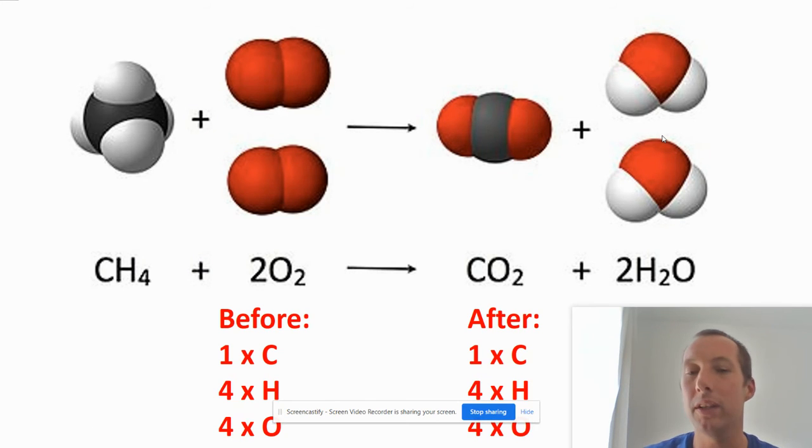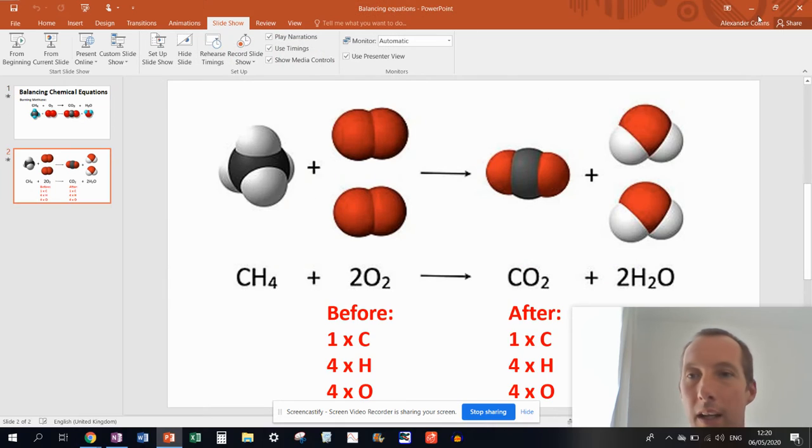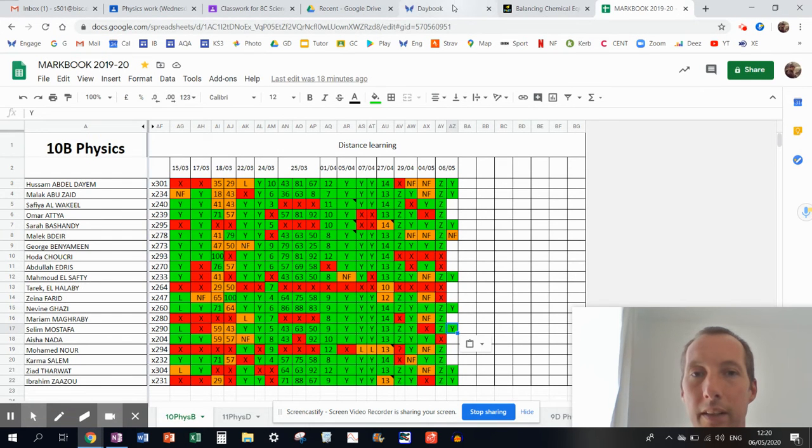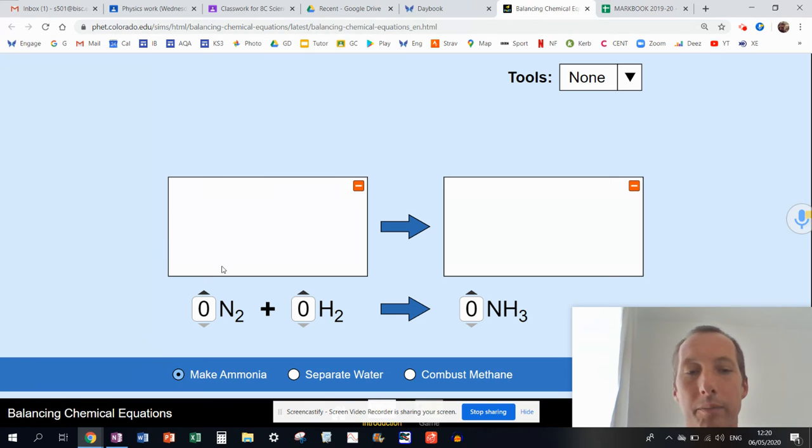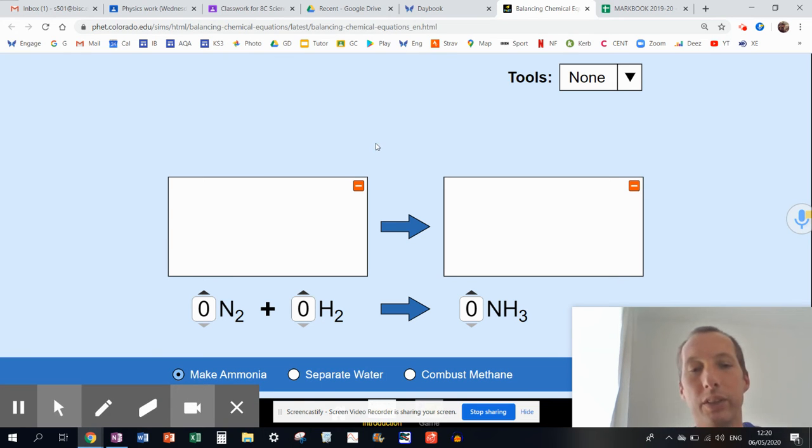Now, what you're going to be doing today is all going to be about balancing equations. There's two different tasks you're going to work on. The first one is going to be using a simulation which is linked on Google Classroom. So I'm just going to close down this. Where is it? Here we go. I'm going to show you how to use the simulation.